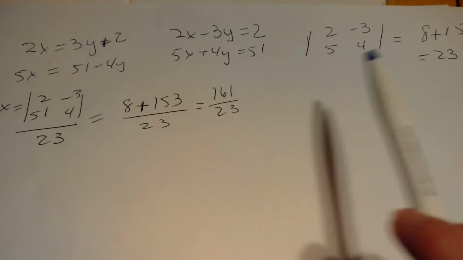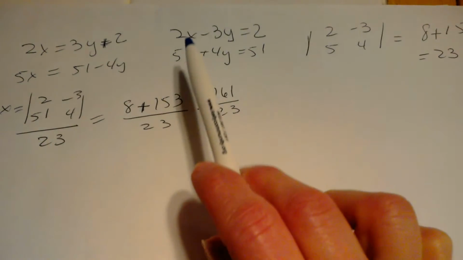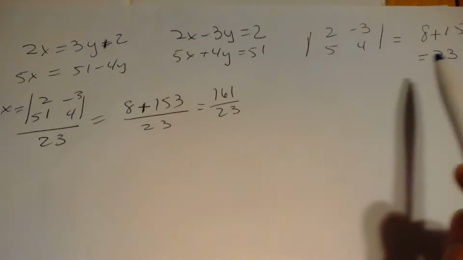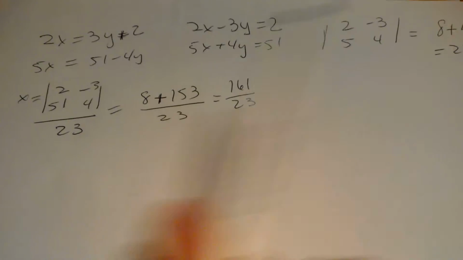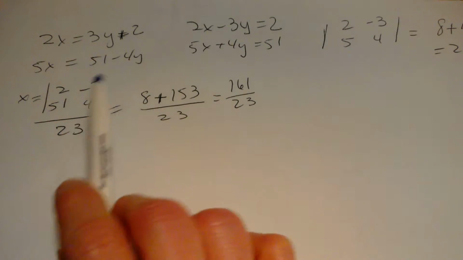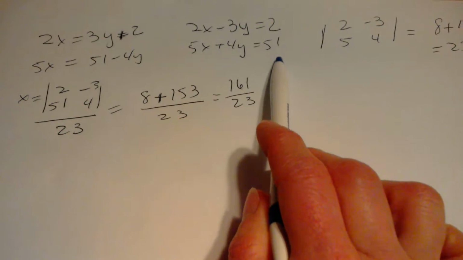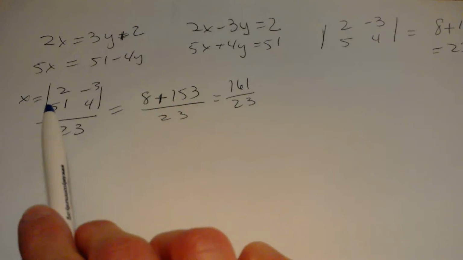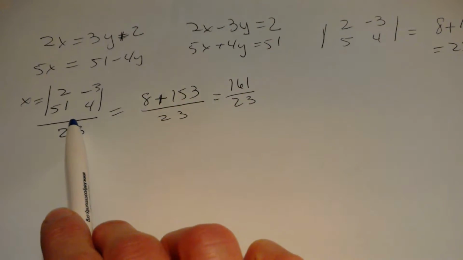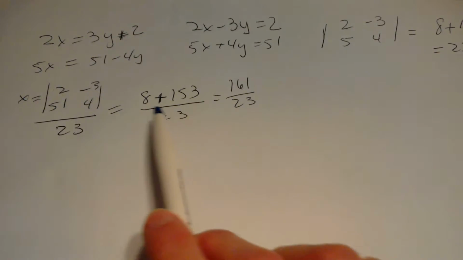So we had this system. We put our coefficients into a matrix and found our determinant. This is going to be our denominator for x and y. For x, we take our solutions and put them in our x column. When we have y's, we put them in the y column.